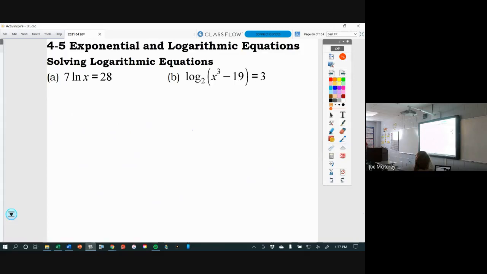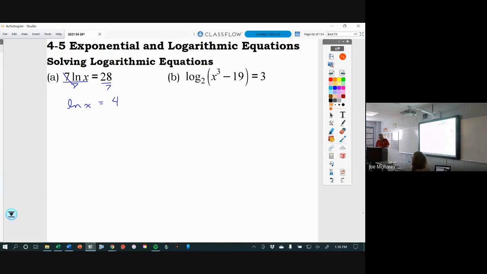To solve an exponential, you take the log. To solve a log, you make it exponential because they're inverses. We're going to solve 7 natural log of x is equal to 28. The first thing we must do is have the log by itself. The log currently is not by itself because there's a 7 with it. How do I make that 7 go away? This is multiplied, so divide both sides by 7. I get natural log of x equals 4.